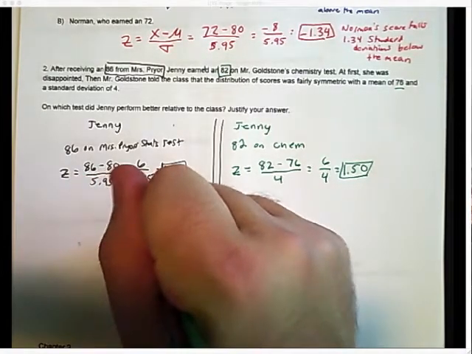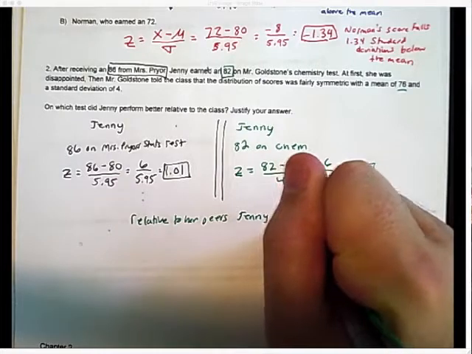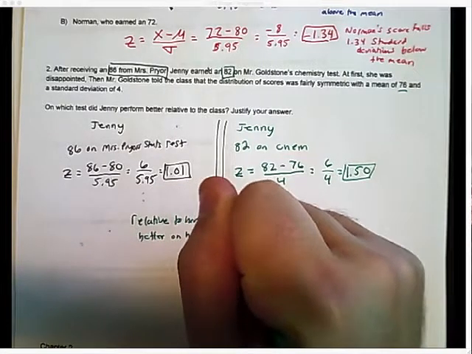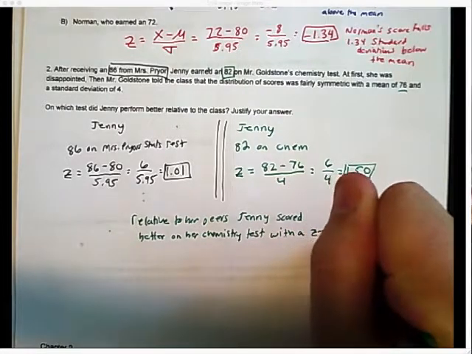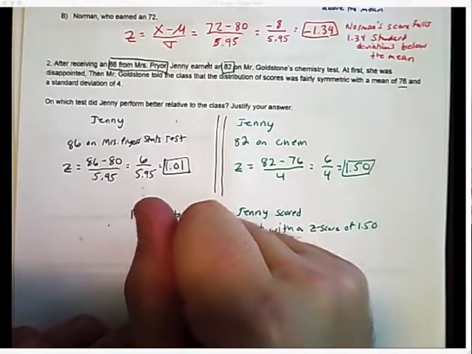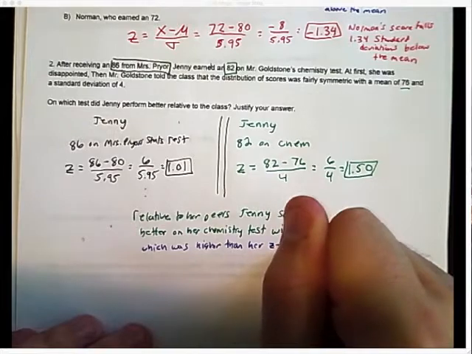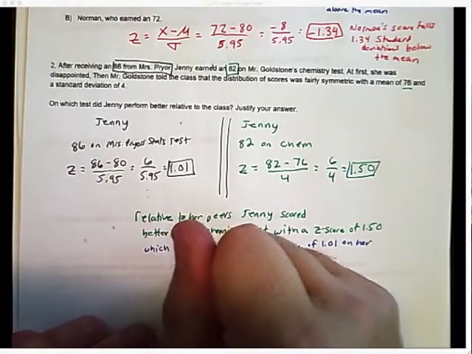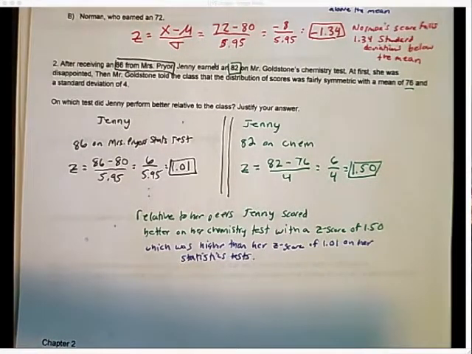Relative to her peers, Jenny scored better on her chemistry test with a z-score of 1.50, which was higher than her z-score of 1.01 on her statistics test. So this is a way to compare two distributions: to be able to use z-scores.